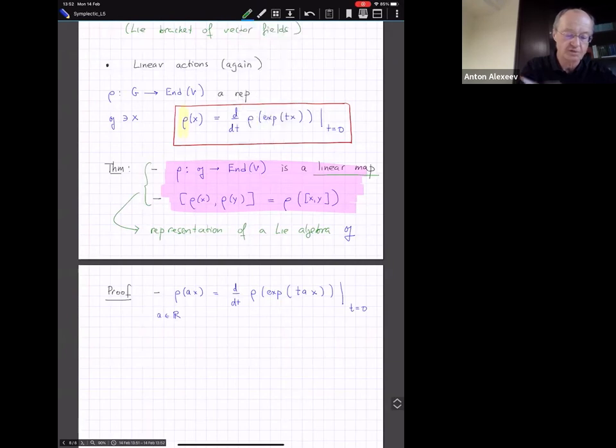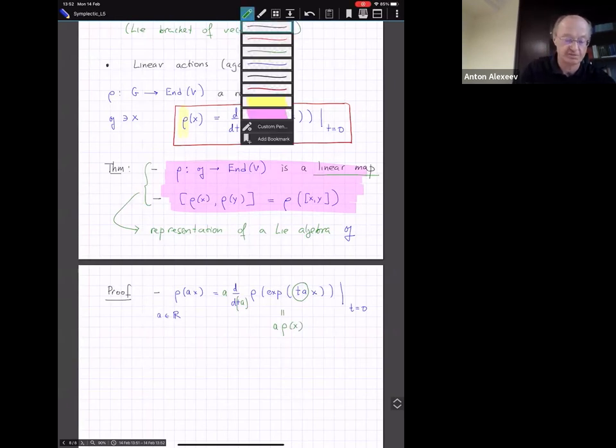Here what I can do is say that now my new variable is t times a. Let me simply make a change of variables: t times a is my new variable, and here I need to multiply by a. So this simply implies that this is a times rho of x. So this property is sort of obvious.